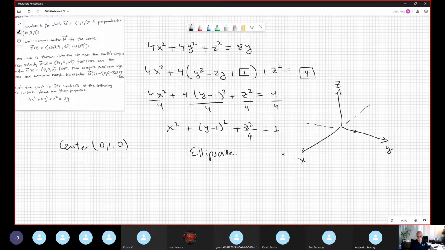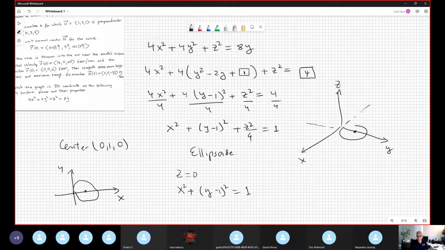And the radius, for example, if you assume that z is 0, the equation that stays is x squared plus (y minus 1) squared equals 1. It's a circle. So in the xy axes, it's a circle with the center at (0, 1) and radius 1, like that. In 3D, you can see it like that. Okay? No, not good.